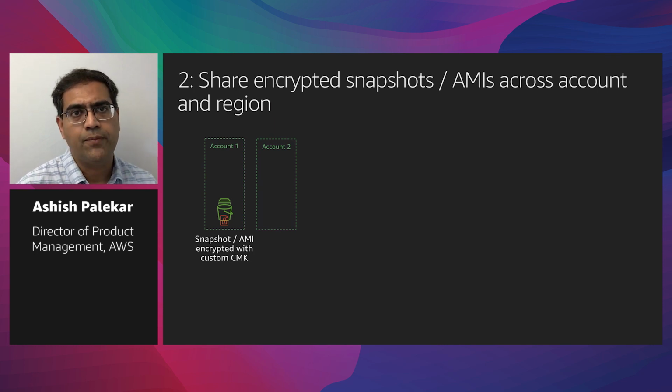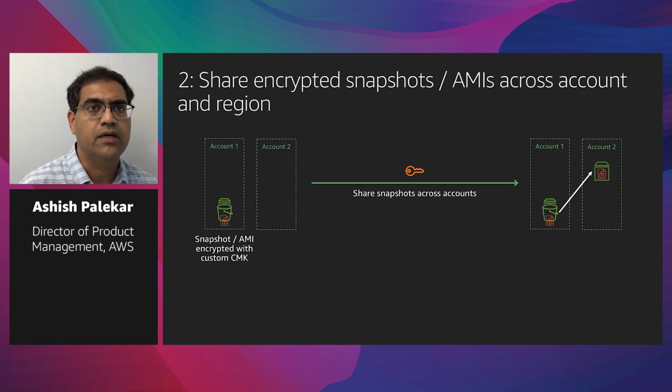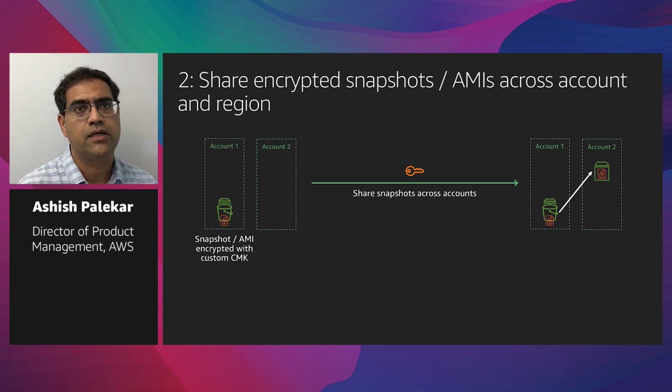So listening to this pain point, what we launched was the ability to share a snapshot or an AMI that is encrypted with a custom CMK across accounts. So now you can take an EBS snapshot, share it with another account, and that second account can now launch an encrypted volume without having to copy that snapshot over. In other words, saving you time and effort.